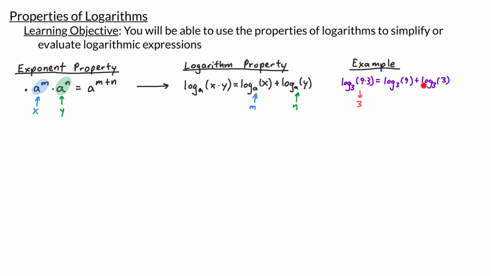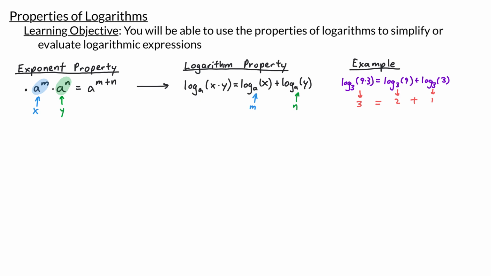Now let's calculate the logarithms on the right. First, we have logarithm with base 3 of 9. So we want to ask ourselves, 3 to what power gives us 9? Well, 3 squared gives us 9, so this logarithm is 2. And then log with base 3 of 3 is asking us 3 to what power gives us 3? Well, 3 to the first power is 3, so the answer to this logarithm is 1. And we see here on the right-hand side we have 2 plus 1, and it does equal 3. So this is a confirmation for us that this log property is true.